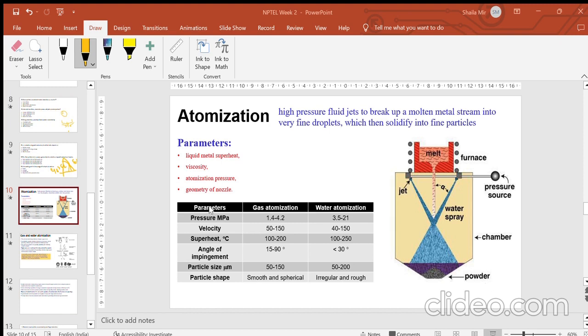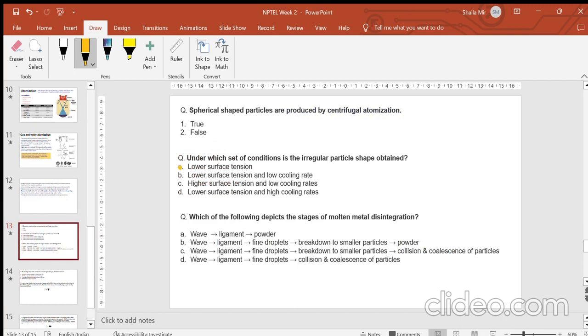But what happens once you have the fine droplets? Once you achieve this condition, you have a smaller particle of your powder, but you also have a smaller particle of your medium, which is the gas or water. Say for example, this is a particle of the medium, and this is a particle of your melt. This particle of your melt will again collide with this. There will be again collision between the particles, and as they collide, there will be subsequent formation of finer particles. So this is also one stage of formation of the powders.